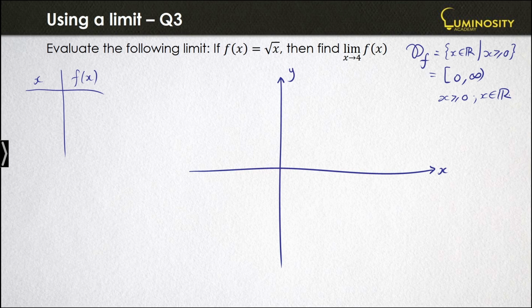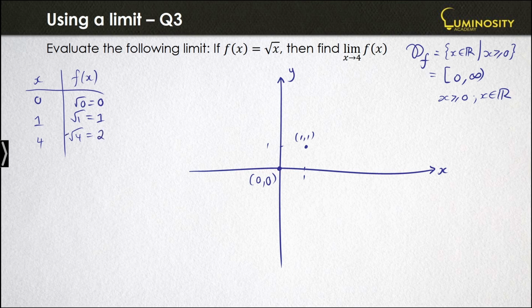For example, if I take 0, then the square root of 0 is just 0. So I get the coordinate 0, 0. What about 1? The square root of 1 is just 1. So at 1, I get 1. Now, I'm going to be smart and pick 4, because the square root of 4 is a perfect square number, so the square root of 4 is 2.